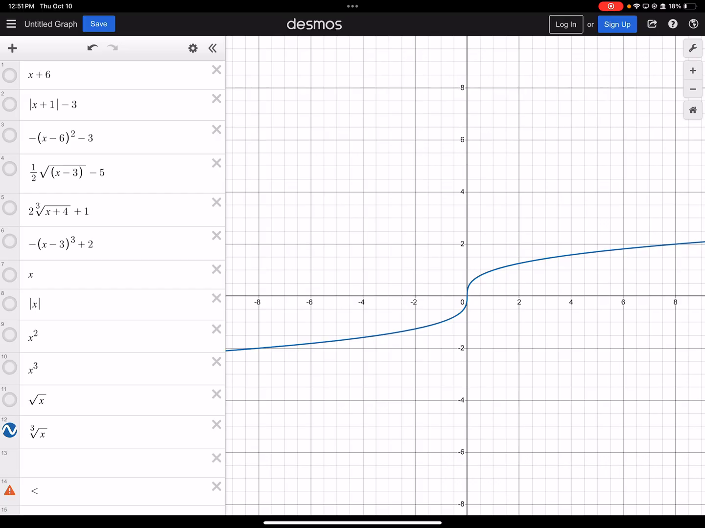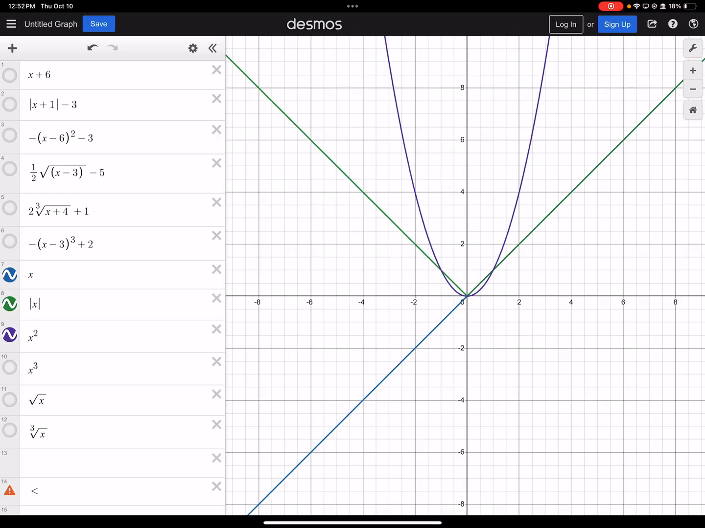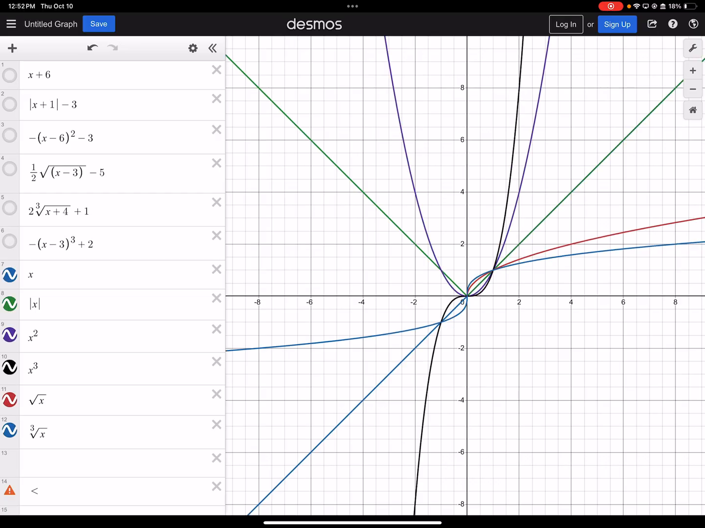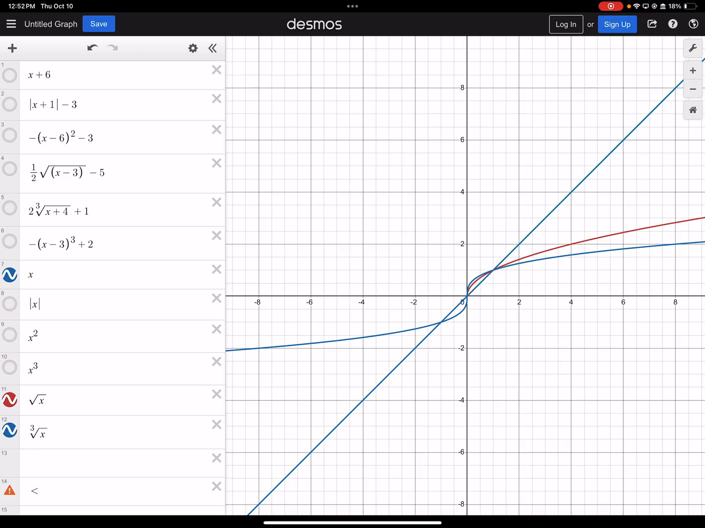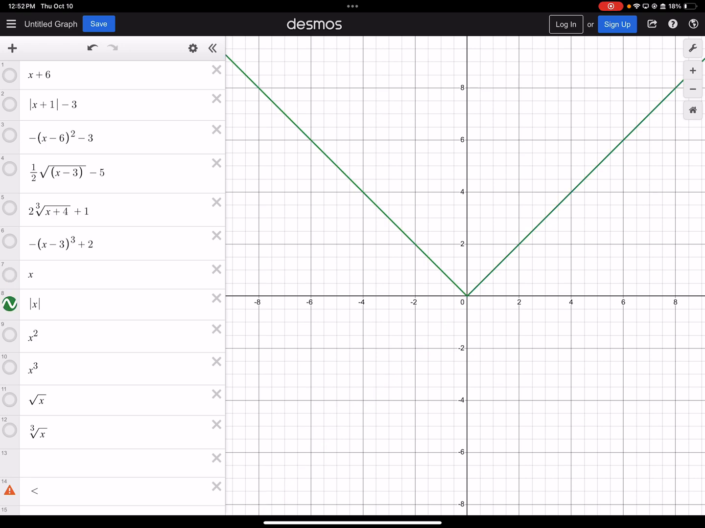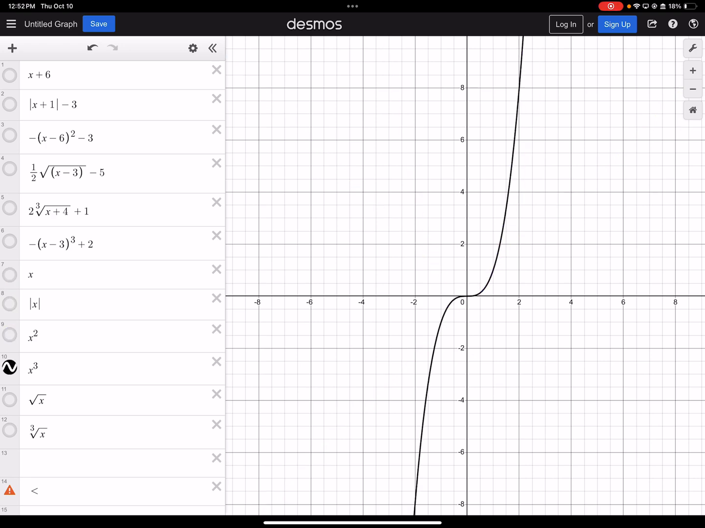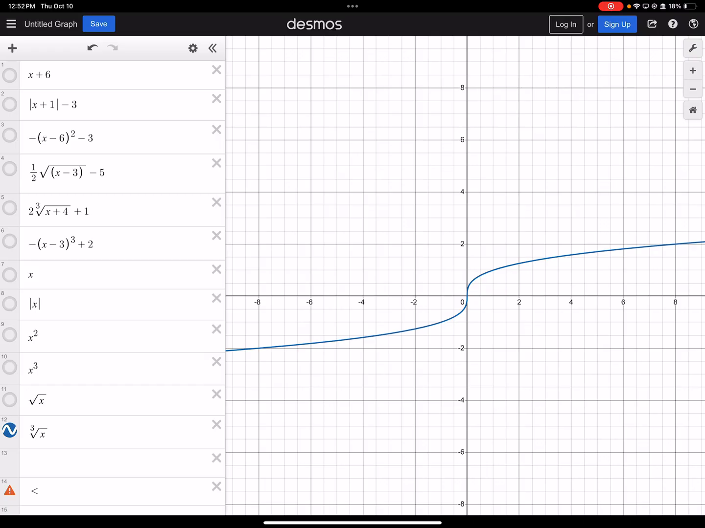So those are our six parent functions. We've got linear, we've got absolute value, we've got quadratic, then we've got cubic, square root, and cubed root. So now what we want to be able to do is identify which one we're looking at and then talk about what translation it's having.